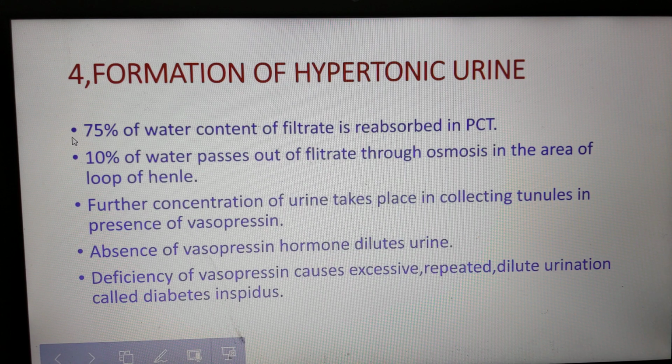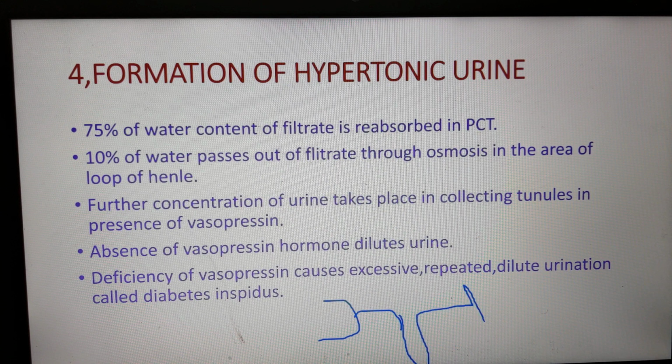Now 75% of the water content of the filtrate is reabsorbed in the proximal convoluted tubule itself. About 10% of the water passes from the filtrate through osmosis in the loop of Henle. So 75% is done in the proximal convoluted tubule, and in the loop of Henle and distal convoluted tubule only 10% is done.